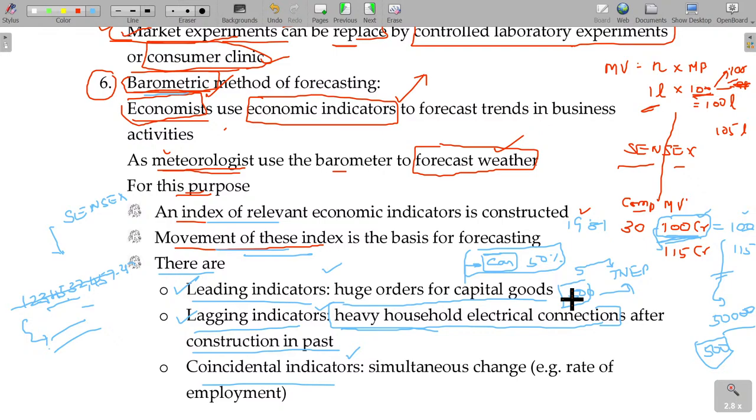And when both happen parallelly, it is called a coincidental indicator. Simultaneous change, for example, the rate of employment. When the rate of employment increases, the economy is growing and demand is also increasing. Everything is simultaneous. If you are getting employment, you get income. If you get income, you'll spend. So spending and employment will be concurrent. That's called concurrent, meaning coincidental, right? Both will happen parallelly.